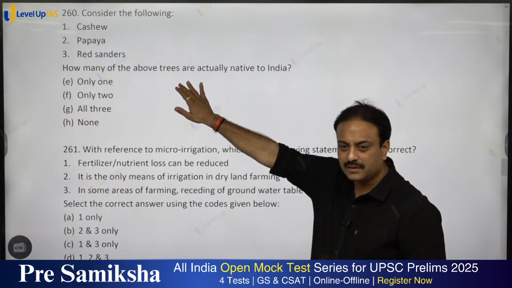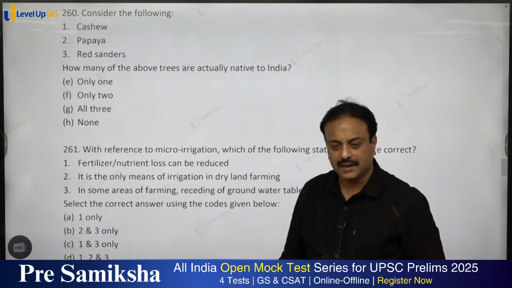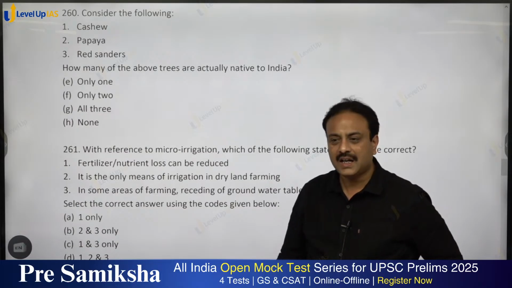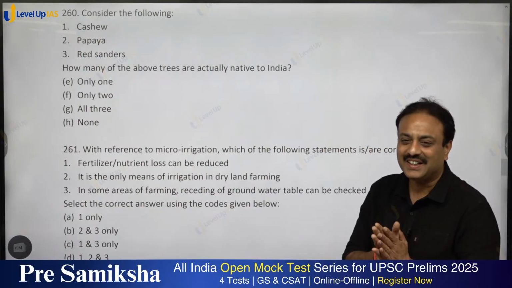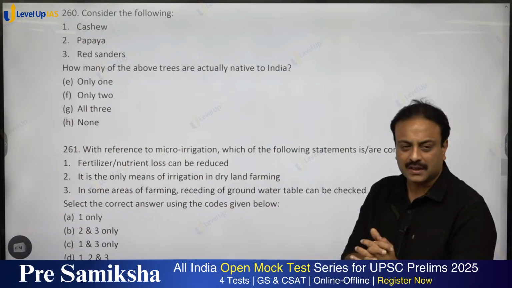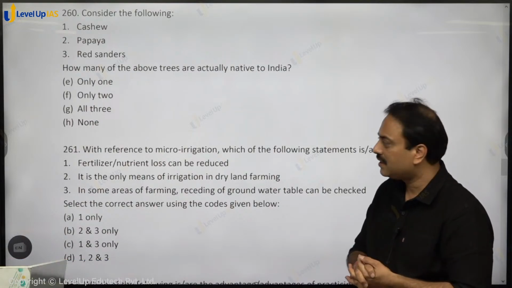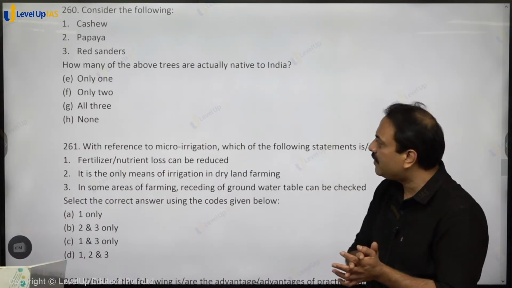Red sanders. It is native to India, Eastern Ghats, red sanders. What is that? Lal Chandan, Surkh Chandan, Rakt Chandan. Rakt Chandan के नाम से भी जानते हैं. Red sanders, Lal Chandan. How many of the above trees are actually native to India?